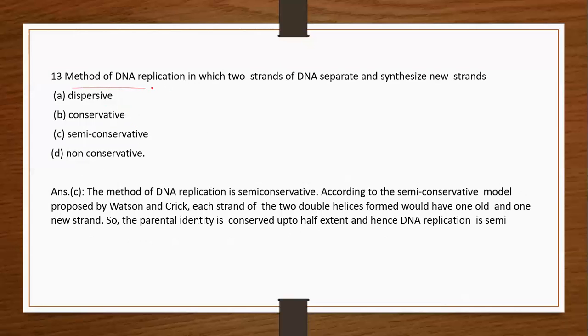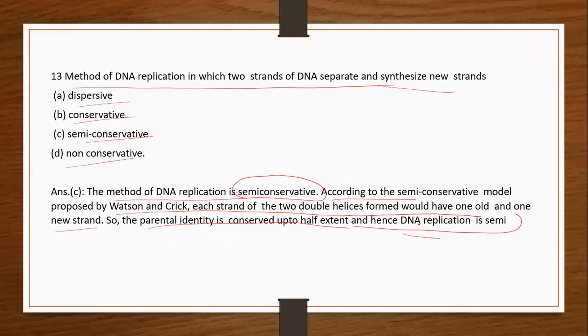Next question is, the method of DNA replication in which the two strands of DNA separate and synthesize new strands is called dispersive, conservative, semi-conservative, or non-conservative. We know that DNA replication is semi-conservative. Now, what do we mean by this? According to the semi-conservative model, which was proposed by Watson and Crick, each of the two double helices formed will have one old and one new strand. So the parental identity is conserved to half extent, and hence this replication is known as semi-conservative.